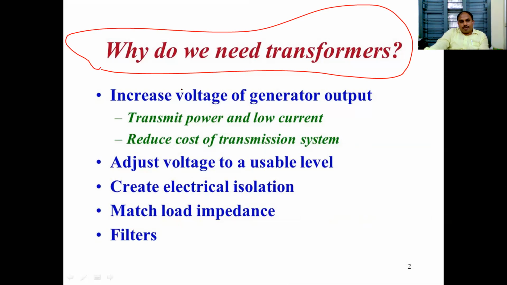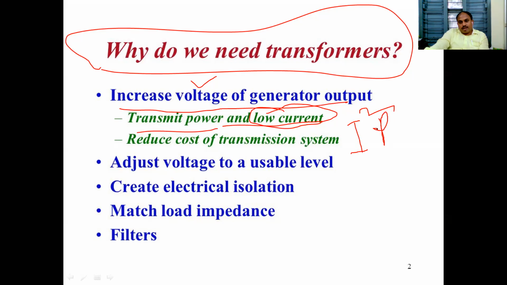With the help of transformers, we increase the voltage at the generator output to transmit the power at low currents. As voltage levels increase, current levels decrease. Current levels decrease means power can be transmitted over long distances, because I square R losses decrease. When the I value decreases, the I square R value decreases, which means the losses decrease.